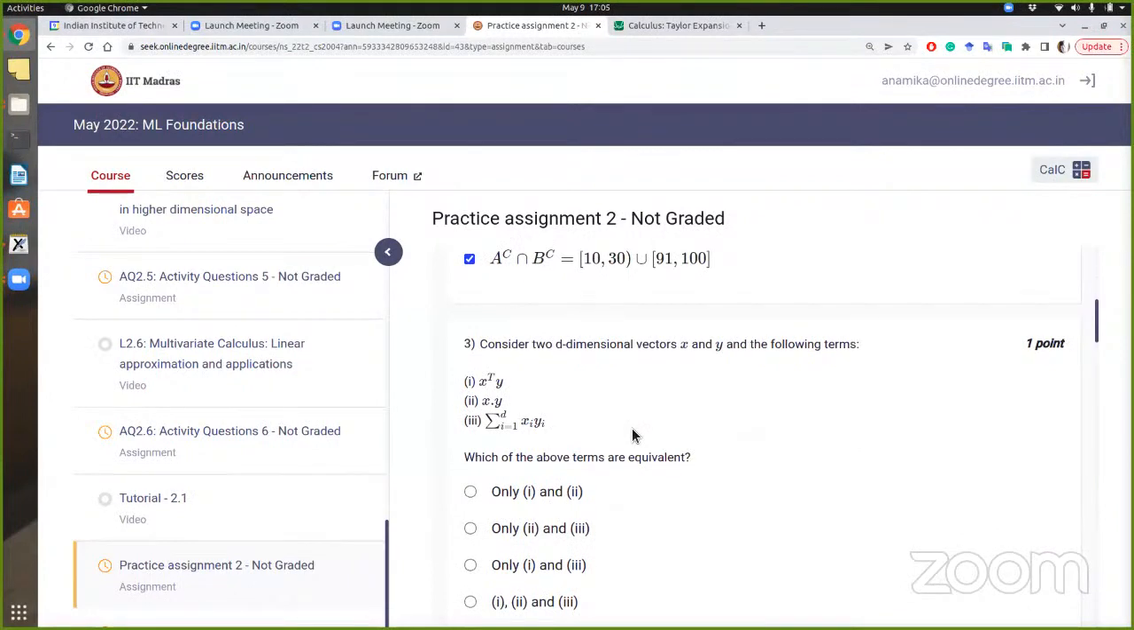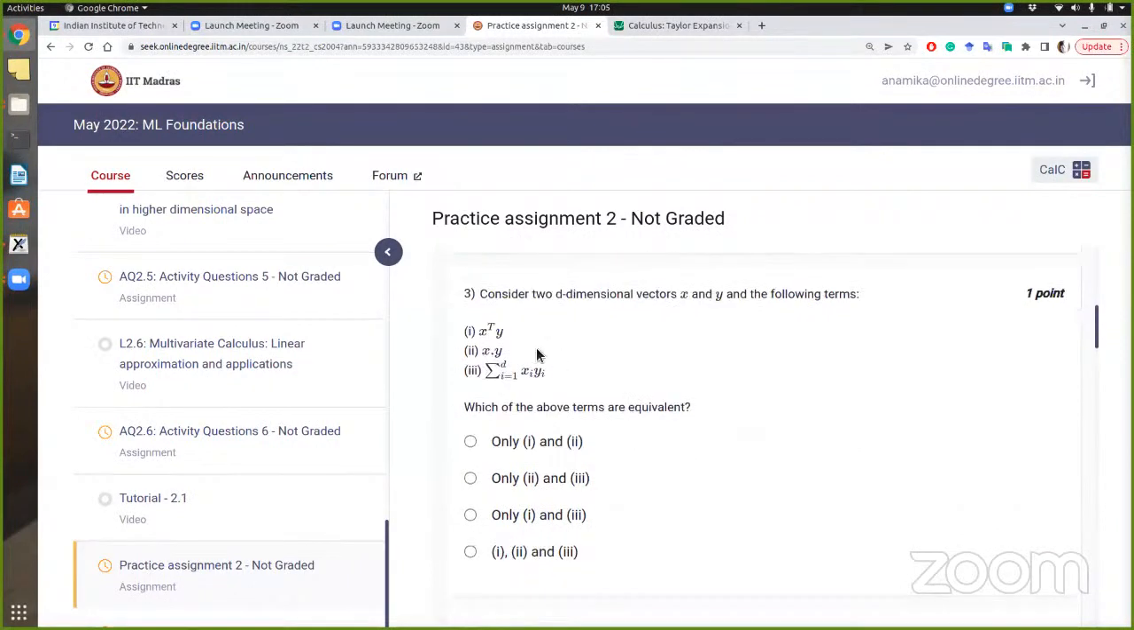Okay, next one. Which of the above terms are equivalent? I think we discussed this a while ago. X transpose Y, X dot Y. Ma'am, all three are the same. All three equivalent. 1, 2, 3. All are correct. Yeah, this should be correct.